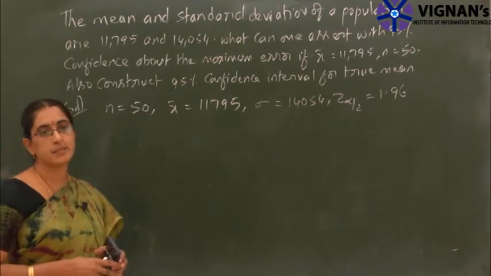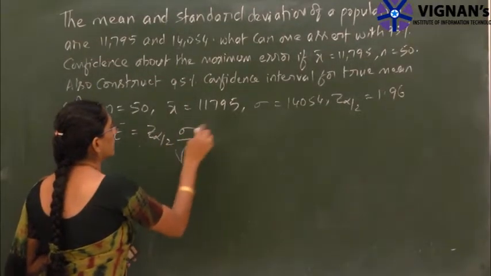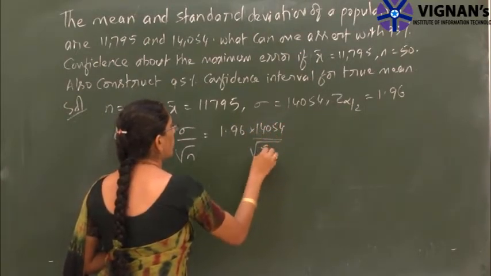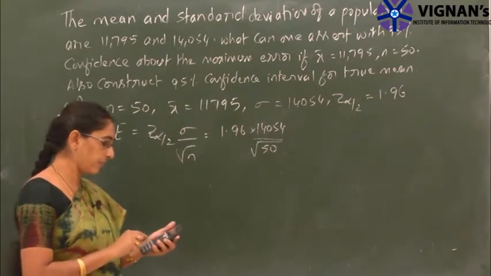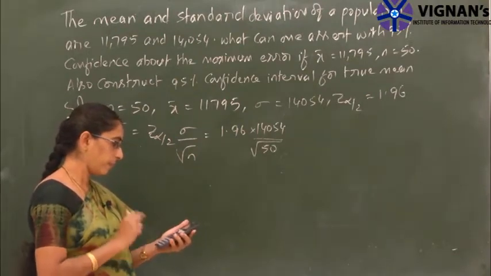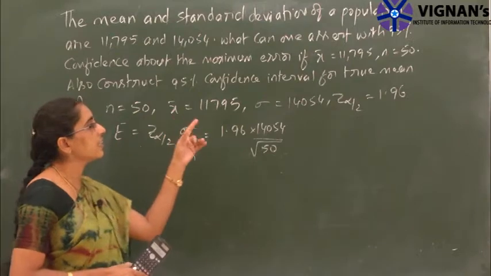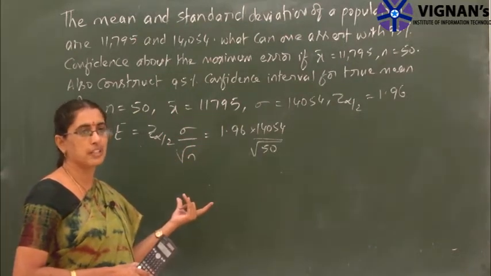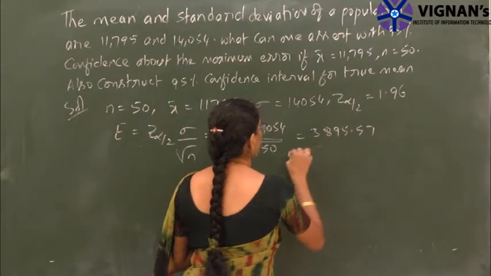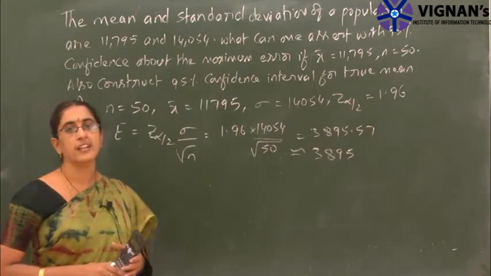Now first we have to find the maximum error. The formula for maximum error is Z alpha by 2 into sigma by root n. That means 1.96 into 14,054 by square root of 50. First find the square root of 50, then divide 14,054 by it, then multiply with 1.96. So it is 3895.57. Here the mean and standard deviation are rounded to whole numbers, so approximately the maximum error is 3,895.